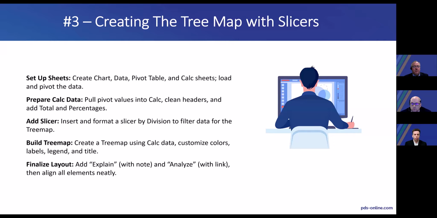Just, again, to quickly summarize, you'll set up your different sheets. In this case, we are using a pivot table to make the slicers work, right? We're going to calculate the pivot values and then clean up our percentages and totals. That'll make the slicer ability to be formatted against the division so we can work back and forth. We'll add the tree map, and then really the rest of it is finalizing and cleaning things up.